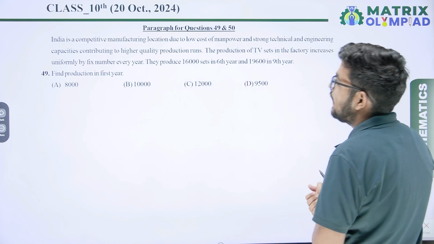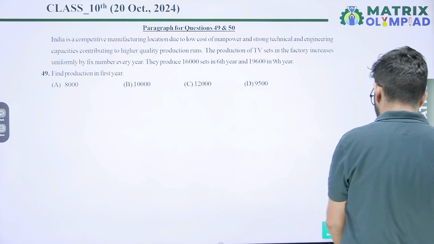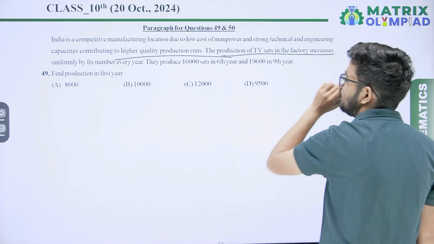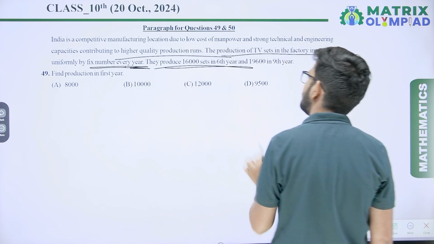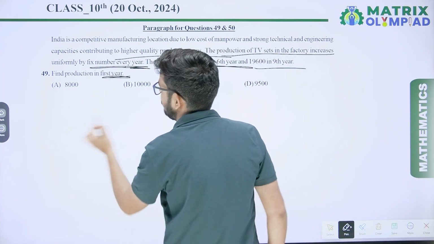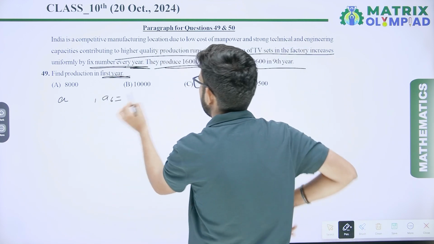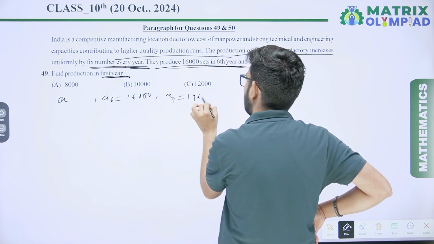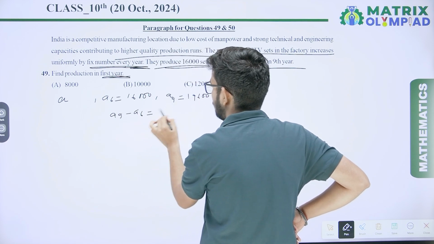Next question. India is a competitive manufacturing location due to low cost manpower and strong technical capacities, contributing to higher quality production. The production of TV sets in the factory increases uniformly by a fixed number every year. They produce 16,000 sets in 6 years and 19,600 in 9 years. So find the production in first year. Just assume production in first year is A and production in 6th year is 16,000 and production in 9th year is 19,600. Okay, so A9 minus A6 equal to 3,600.